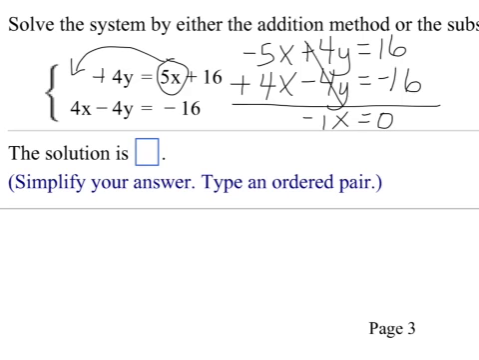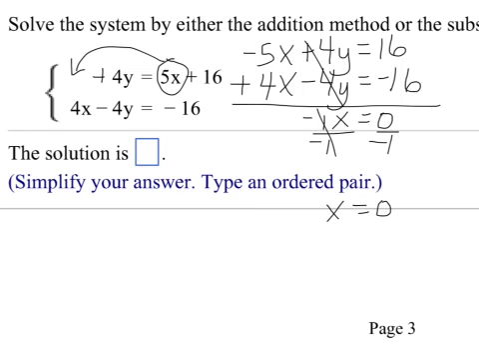So the y's are eliminated, and I have -1x equals 0. Now be careful here. This one can be solved. Now if it had 0x equals -1, then that one could not be solved because you can't divide by 0. But this one can be solved. We want to divide by -1, and the answer is x equals 0.